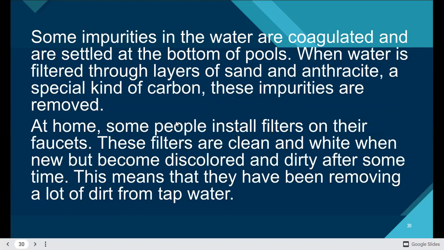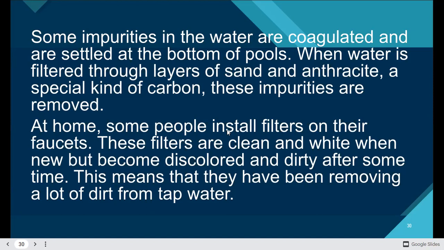To coagulate is to what? Means grouped. Some of the impurities in the water are grouped and settled at the bottom of the pools. When water is filtered through layers of sand and anthracite, a special kind of carbon, these impurities are removed.